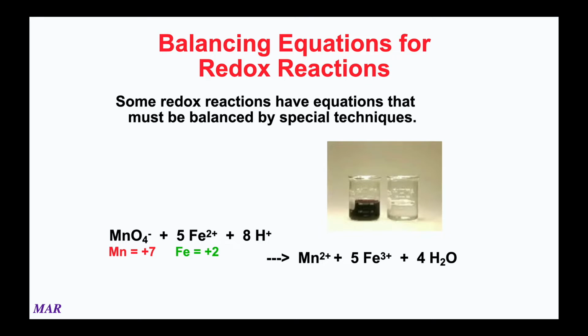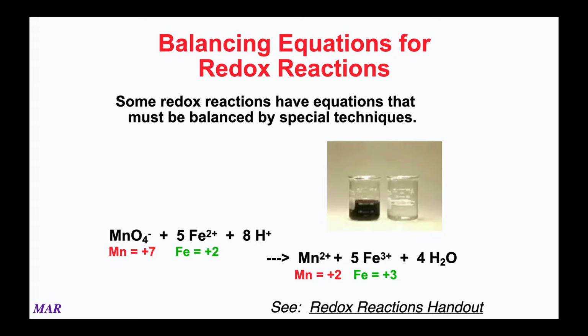And if you look on the other side, you'll see that both the iron and the manganese have changed. In this problem, the manganese is positive 2, the iron is plus 3. So the manganese has gone from a positive 7 to a positive 2, and the iron has gone from a positive 2 to a positive 3. Notice that the iron has become more positive. That's only possible if iron plus 2 has lost electrons. Iron plus 2 here is being oxidized.